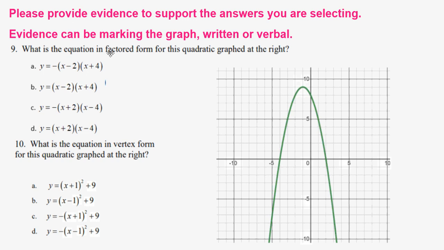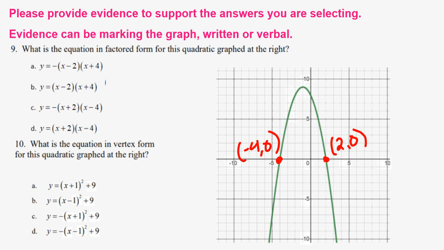So we know whenever we have a factored form, the most important key feature of that graph for us are going to be the x-intercepts. So I want to locate that. Where is it crossing or touching the x-axis? And for us, it's these two locations. And that would be at -4, 0, and 2, 0.